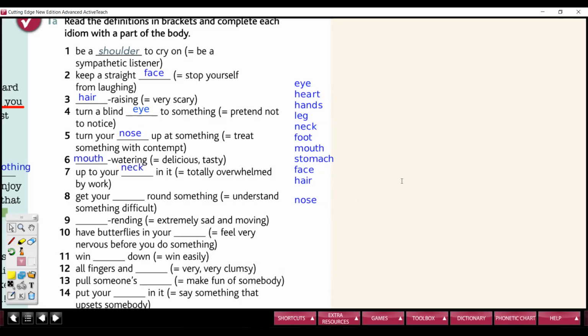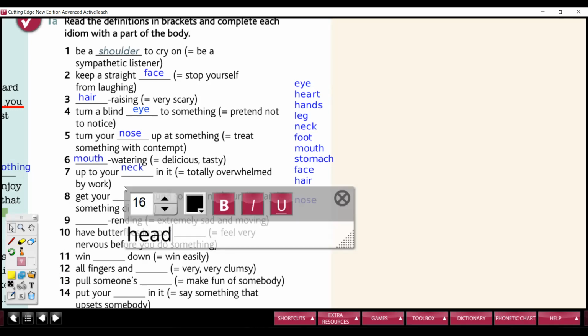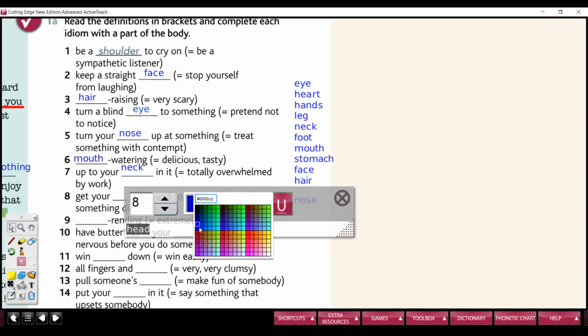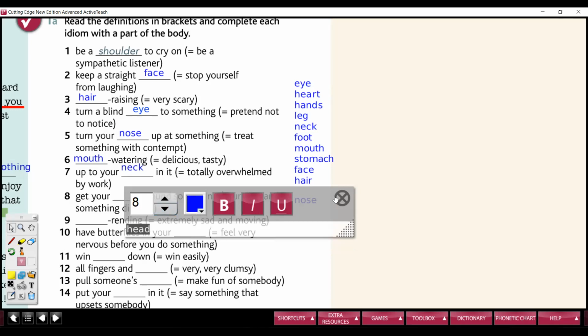Let me give you a clue. Think about the parts of the body that we use to think and to study and to, you know, understand something. Brain, head. Yes, brain, head. Yeah. So in this case, head. Get your head around something. It means to understand.